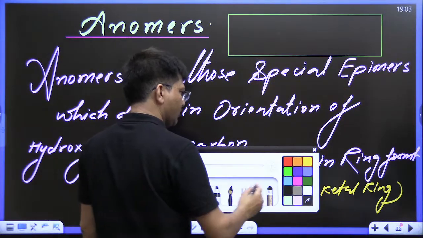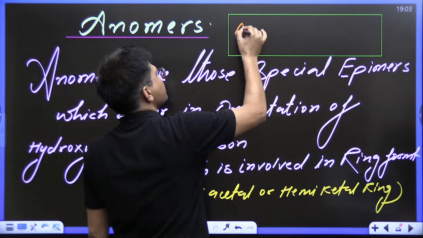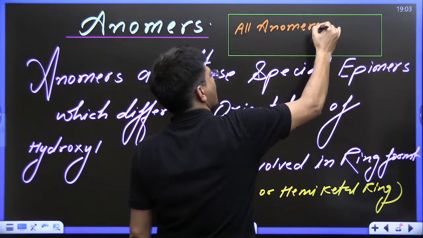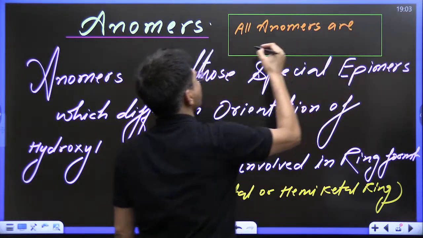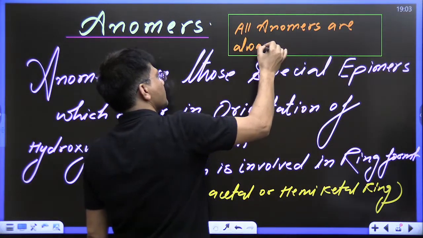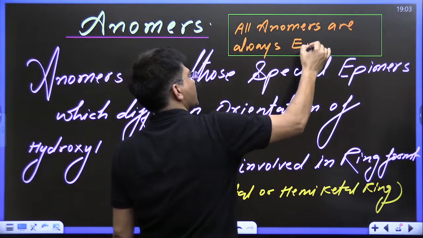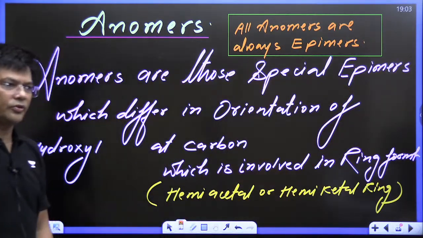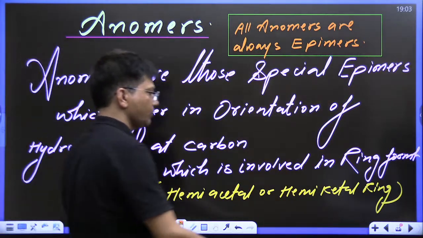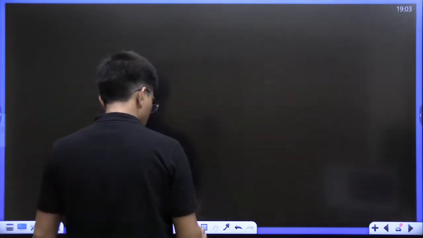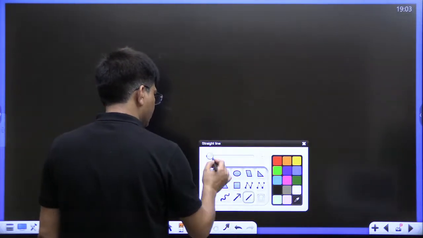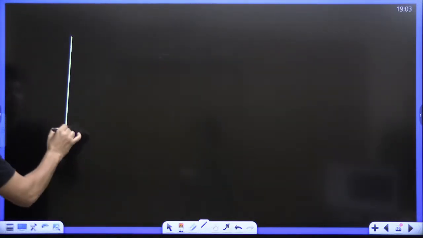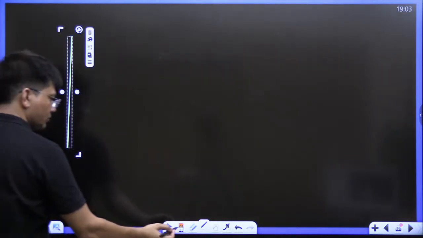Is this point getting clear or not? All anomers are always epimers, but the reverse is not true. Now see kids, let me give you one example. If you see this compound, just try to focus on what compound this is and let me know.